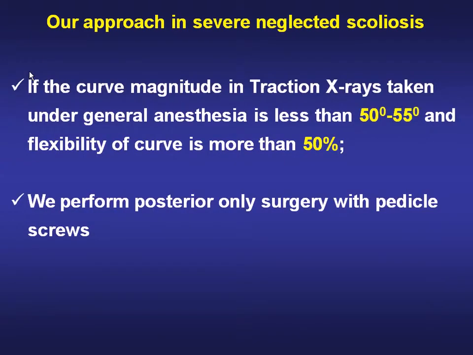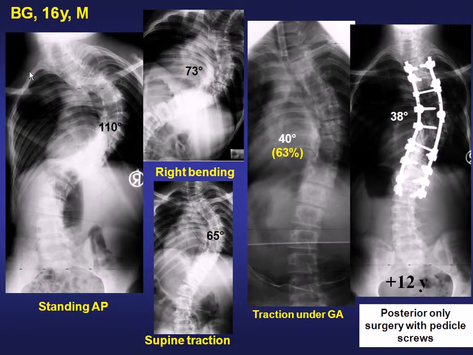curves. If the curve magnitude in traction X-ray under general anesthesia is less than 50 to 55 degrees and flexibility of the curve is more than 50%, we perform posterior only surgery. This is our first case, 12 years ago. She had a severe respiratory problem.